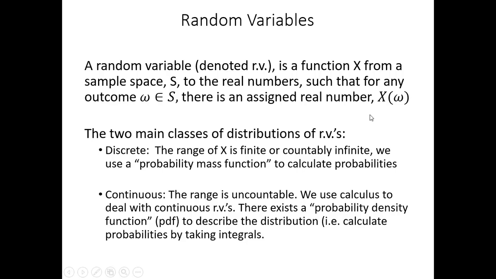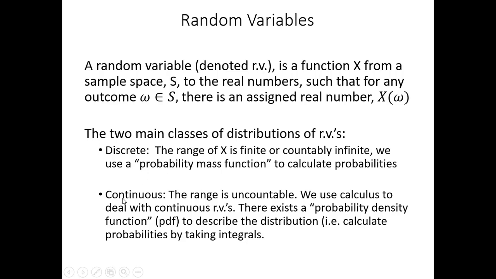So there are two main classes of distributions of random variables. There's the discrete random variables and the continuous ones. The discrete random variable can be defined by saying that the range of X is either finite or countably infinite, and we use a probability mass function to help us calculate probabilities. With this type of function, we actually get probabilities as the output of the function.